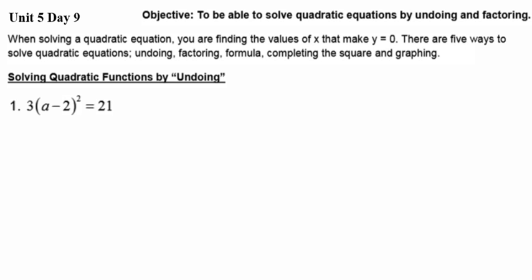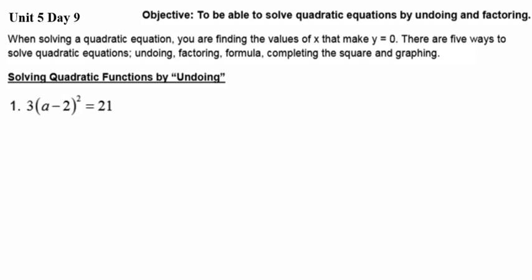In previous lessons, we've been working on solving different types of functions, mainly linears and absolute values. Today we're going to look at how we can solve quadratic functions by various methods. And the first one we're going to look at is solving it by undoing. And you've done this method in the past, so let's do a quick review.